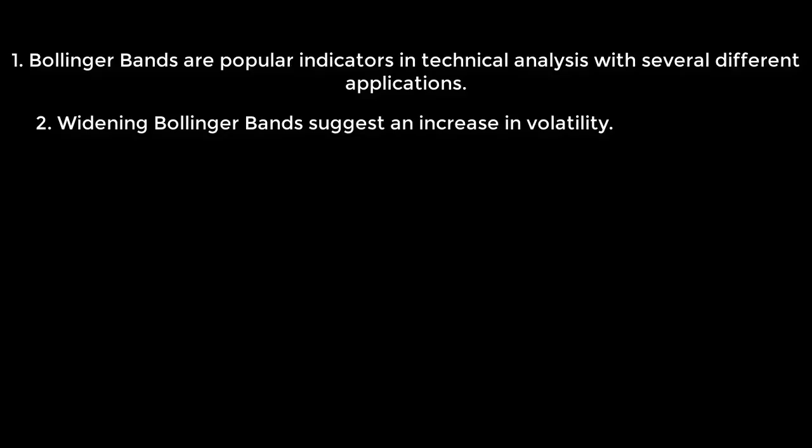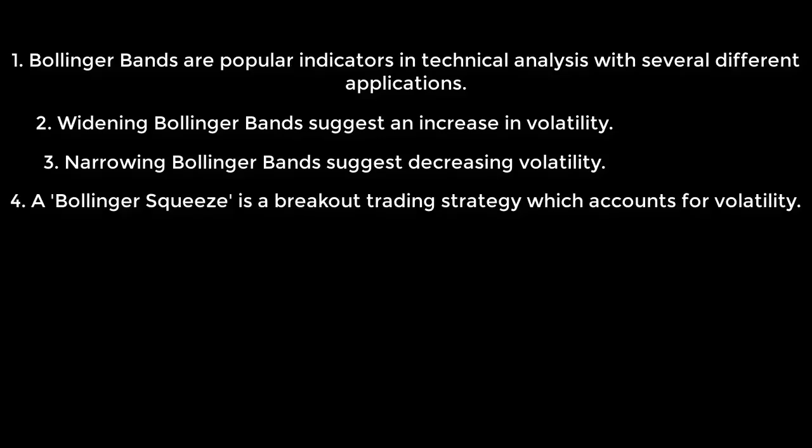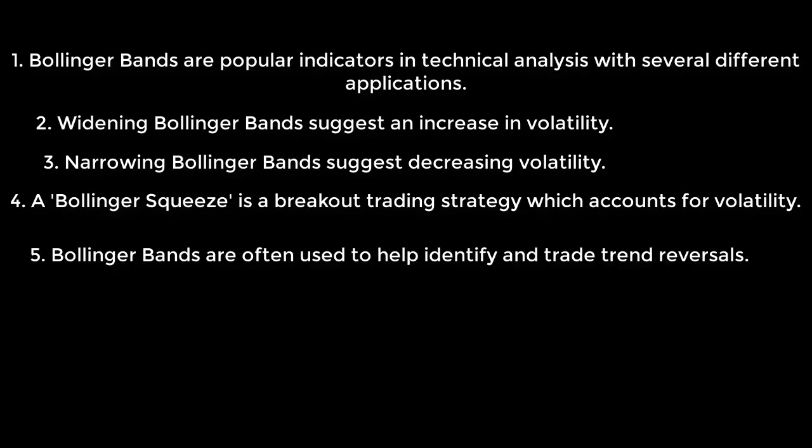In summary: 1. Bollinger Bands are popular indicators in technical analysis with several different applications. 2. Widening Bollinger Bands suggest an increase in volatility. 3. Narrowing Bollinger Bands suggest decreasing volatility. 4. A Bollinger Squeeze is a breakout trading strategy which accounts for volatility. 5. Bollinger Bands are often used to help identify and trade trend reversals.